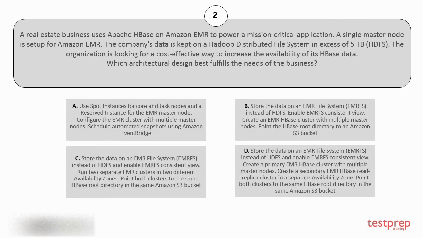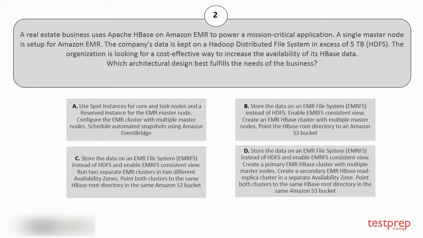Your options are: A. Use spot instances for core and task nodes and a reserved instance for the EMR master node. Configure the EMR cluster with multiple master nodes. Schedule automated snapshots using Amazon EventBridge. B. Store the data on an EMR file system instead of HDFS. Enable EMRFS consistent view. Create an EMR HBase cluster with multiple master nodes. Point the HBase root directory to an Amazon S3 bucket.